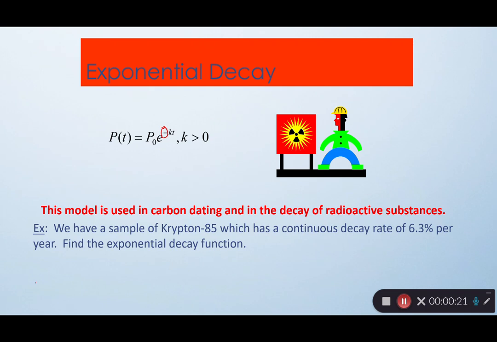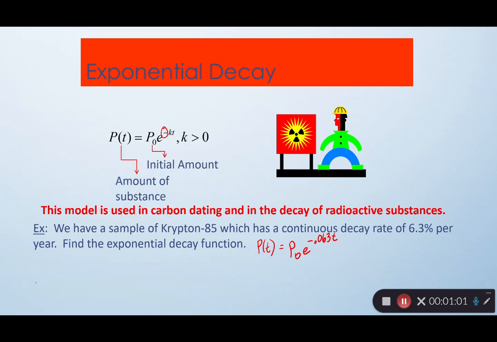So here we're going to have a sample of krypton 85, which has a continuous decay rate of 6.3% per year. What's the exponential decay function? And so our amount of krypton 85 is however much we started with, which this didn't tell us, e to the negative 0.063 t. All right, let me write that bigger. So P0 e to the negative 0.063 t. That's all that there is to the exponential decay function.